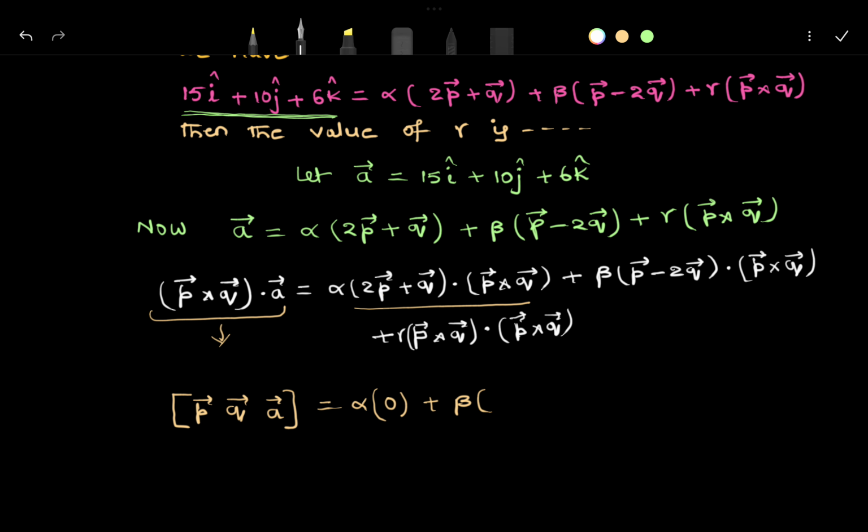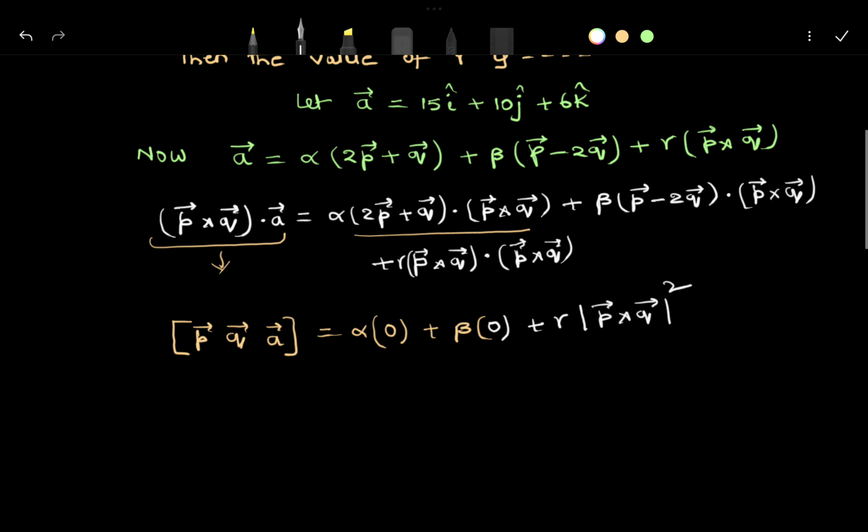Again, by using the distribution property, the beta term is also 0, plus gamma into (P cross Q) dot (P cross Q), which is the modulus of P cross Q whole square. I hope everybody is clear on this. Let this be equation 1. Now in this we want the LHS value and the modulus of P cross Q value.